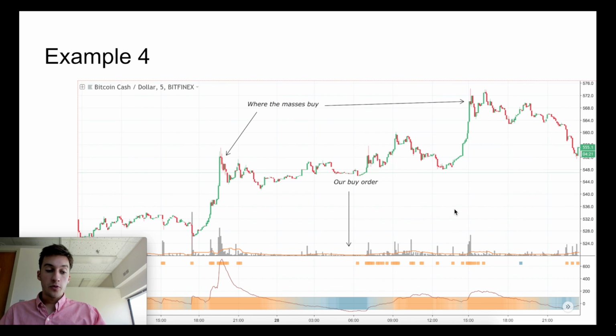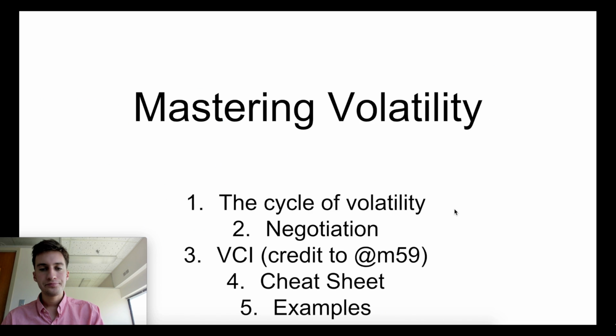So that's going to do it for today's video. Just to recap on the topics that we covered, we took a look at the cycle of volatilities. That's looking at low volatility to high volatility to low and then just back again over and over. We also looked at negotiation for a good price. So when price is moving upward very quickly, it's going to be hard to buy at a good price. And when price is moving down very quickly, it's going to be hard to sell at a very good price.